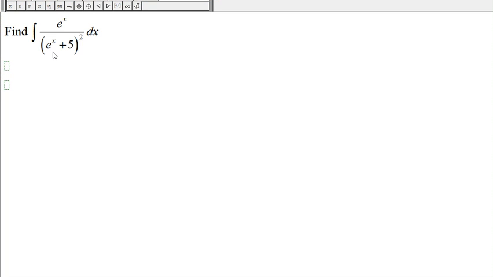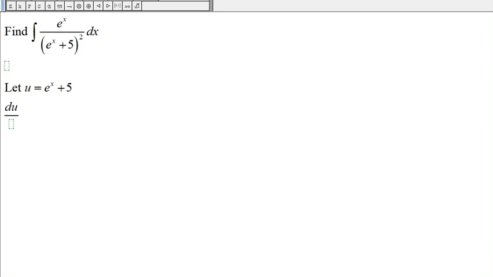Here we want to find the integral of e to the x divided by (e to the x plus 5) squared. So we'll use the u substitution method. So let u be e to the x plus 5.